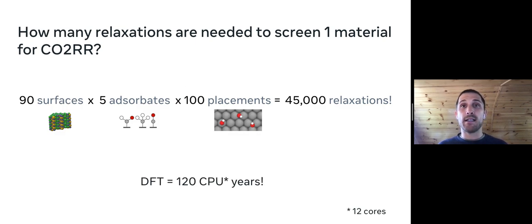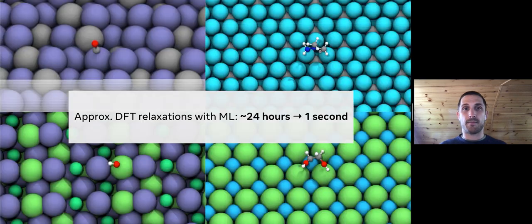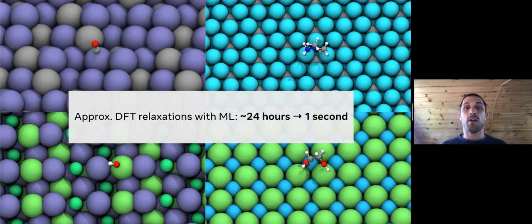If we were to use DFT to run those relaxations, it would take 120 CPU years, which is huge. And this is only for one material. We want to screen lots of materials. So this is where ML or other fast methods come in. We can significantly reduce the time it takes to run a relaxation from around 24 hours to on the order of seconds.